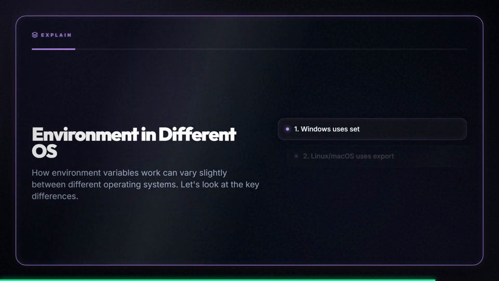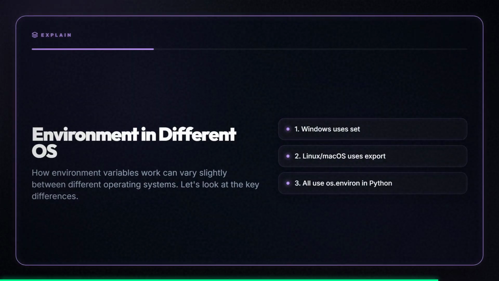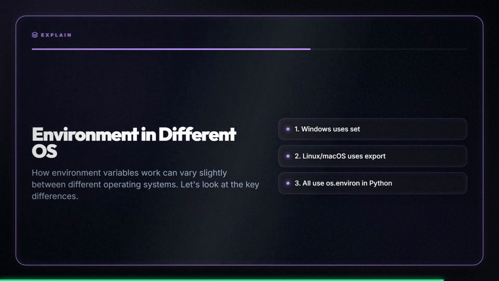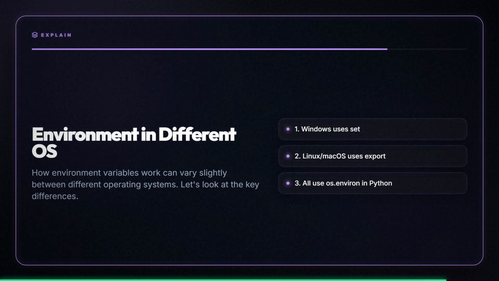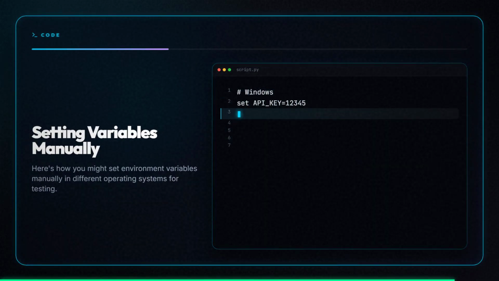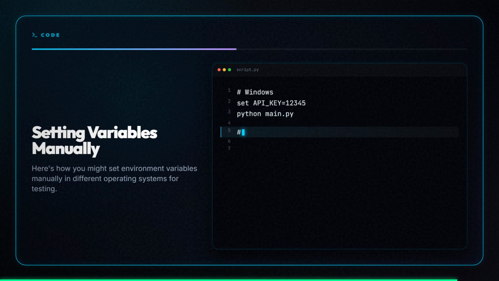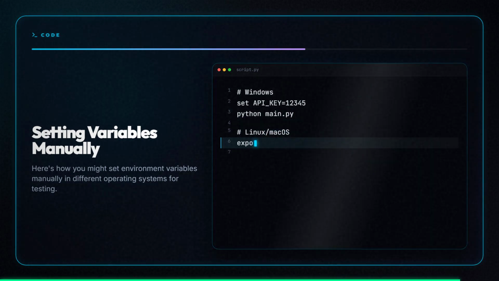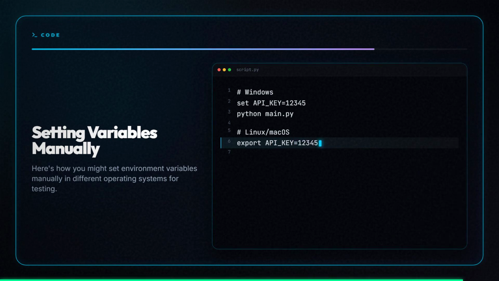How variables natively run under the hood differs between operating environments. Windows machines use the set shell command, whereas macOS terminals natively use export. Here is how you rapidly set variables manually inside command terminals for testing. On Windows, just type set API_KEY equals value. On Linux, type export API_KEY.